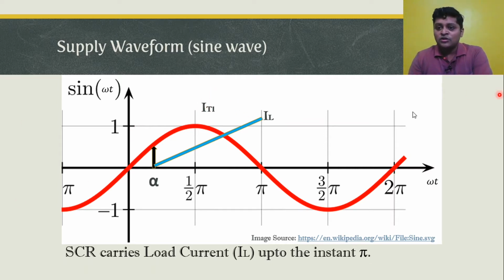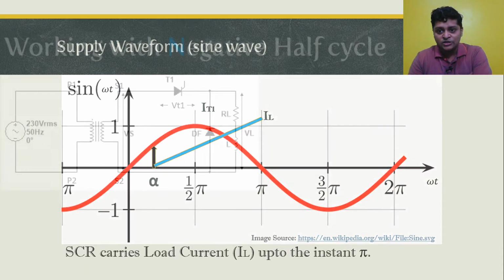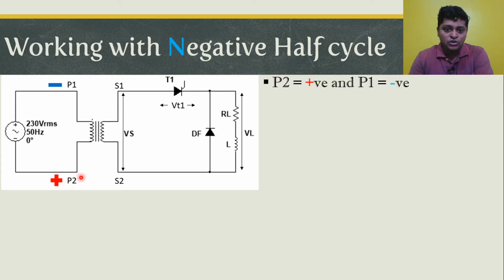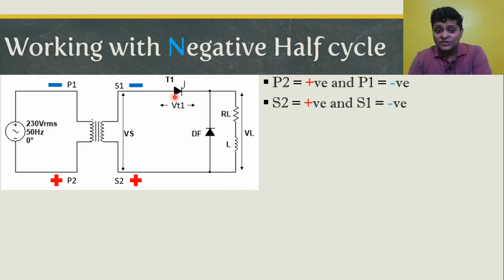Now let's go for the negative half cycle. Let's see what will happen in the negative half cycle. So now a negative half cycle is applied. That makes P2 positive and P1 negative. This induces a voltage drop across the secondary, which makes S2 positive and S1 negative. Now this reverse biases the thyristor T1, but forward biases the freewheeling diode DF.